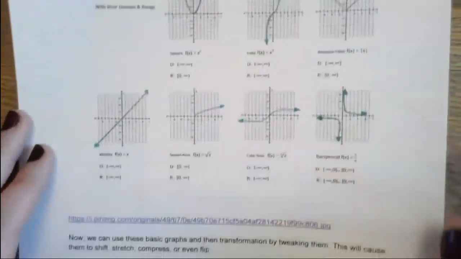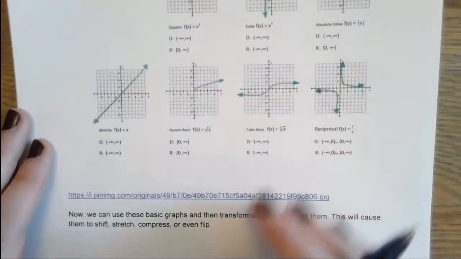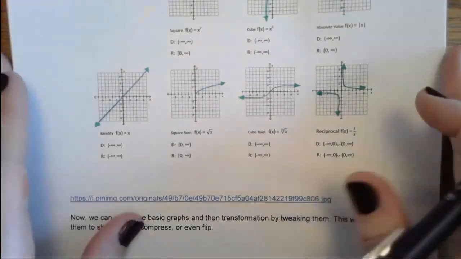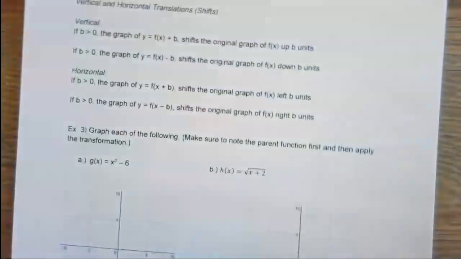So transformations are basically taking functions that we're already pretty familiar with and tweaking them. Maybe the shape stays the same, but we shift it up a little bit, or we flip it around the x-axis, or we stretch it or compress it or something like that. Those are called transformations, and there are different types, but the 3 that we're going to look at are as follows.